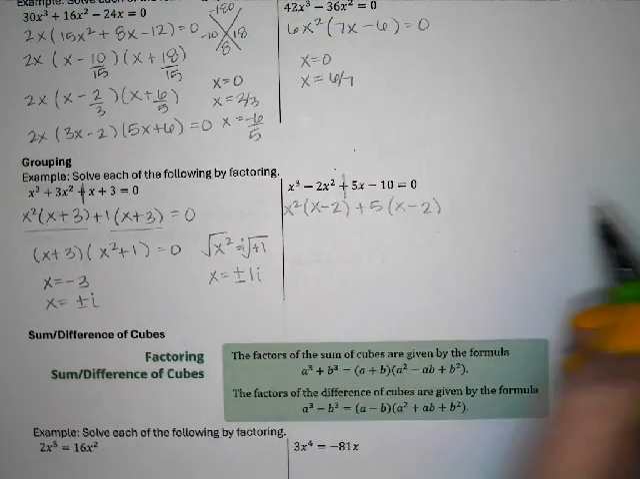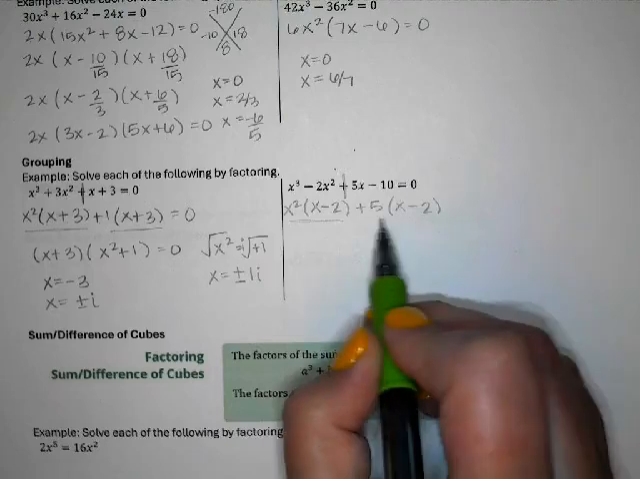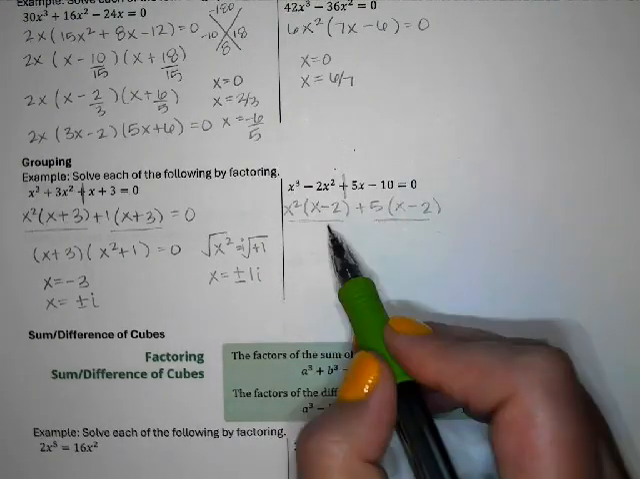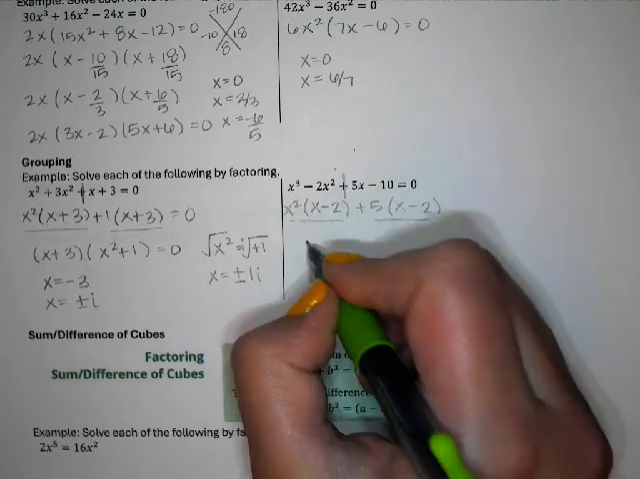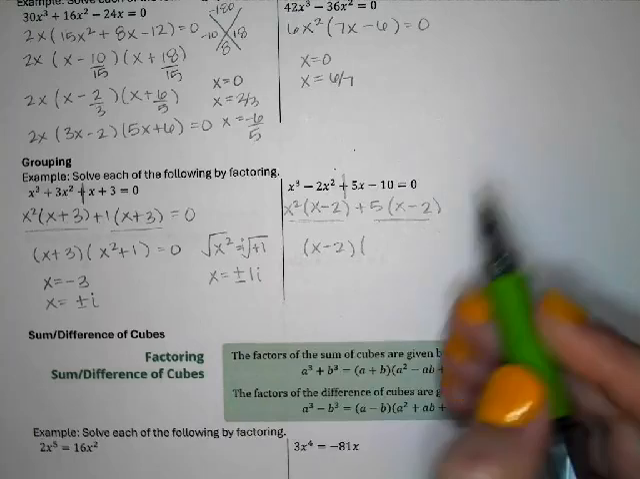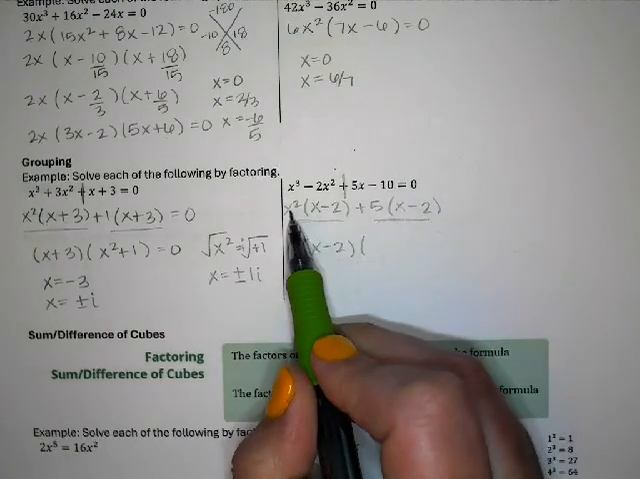So again, here's our first term, here's our second term. The terms have the parentheses in common. So I'm going to take out the x minus 2. That's what they have in common. Then I'm going to write the leftovers. The leftovers are x squared and positive 5.